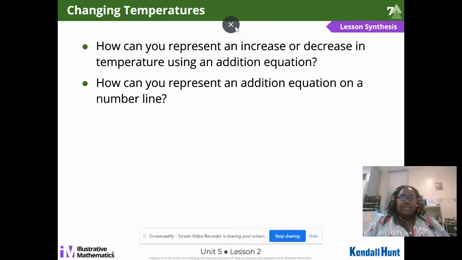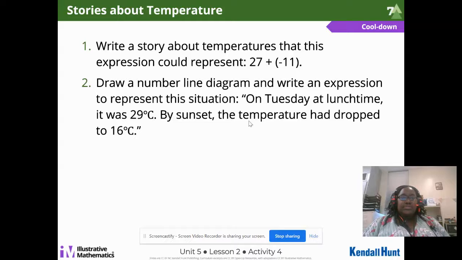And then finally, this is the lesson synthesis. How can you represent an increase or a decrease in temperature using an addition equation? And then finally, how do you represent an addition equation on the number line? So this is kind of the closing. So after you went through all of the questions in this particular packet or in your slides, the question is, what did you basically learn from it when it comes to addition and subtraction and also using number lines?